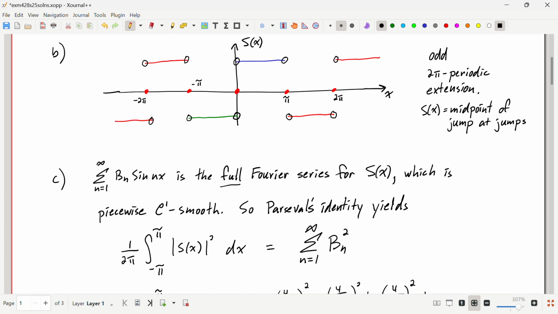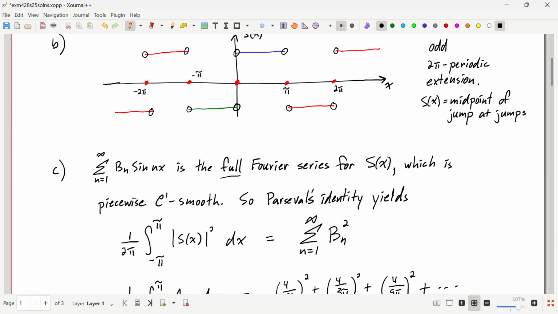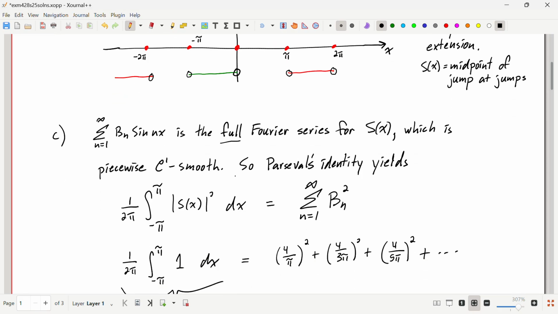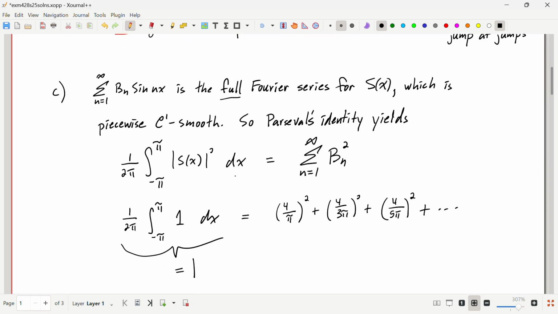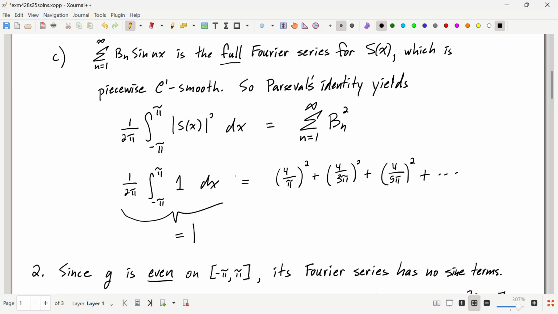And because that is the full Fourier series for that graphed function right there, it's piecewise smooth, so Parseval's identity holds. And so therefore, the sum of the squares, the a_n terms are 0, so they don't appear in the sum. And Parseval's identity says that would be 1 over 2 pi times the integral of the function squared. Well, the function is plus and minus 1, so when you square it, you get 1. And so that's a very easy integral to calculate. Why do I think the answer is 2?